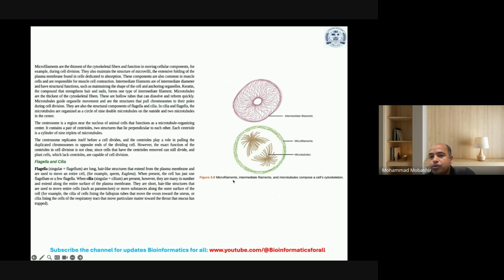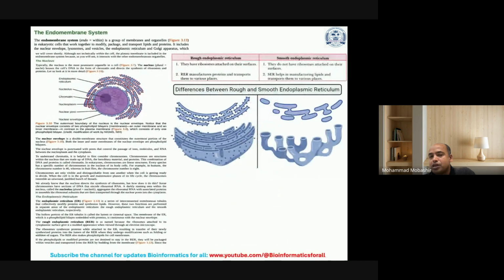Here, microfilaments, intermediate filaments, and microtubules compose a cell's cytoskeleton, which maintains the cell structures in proper shape. Now, the endomembrane system, like rough ER, endoplasmic reticulum, and smooth endoplasmic reticulum.